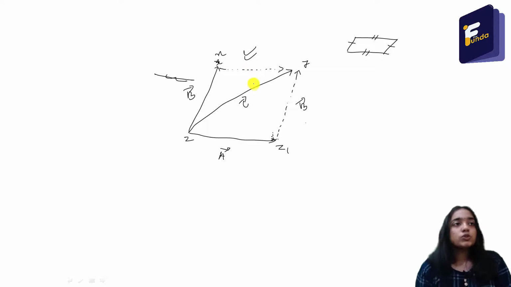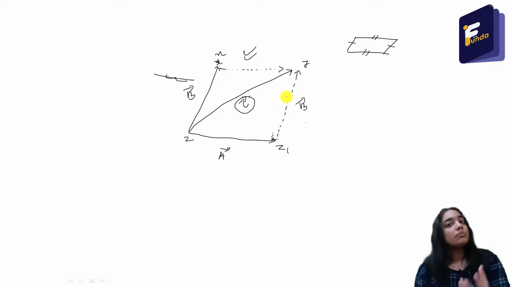Okay. So another thing that we have learned is that the c vector is the diagonal of the parallelogram that we have formed right now. This x, y, z1, z parallelogram, c vector is the diagonal of that parallelogram. So what is the parallelogram law of vector addition? It is the same thing.